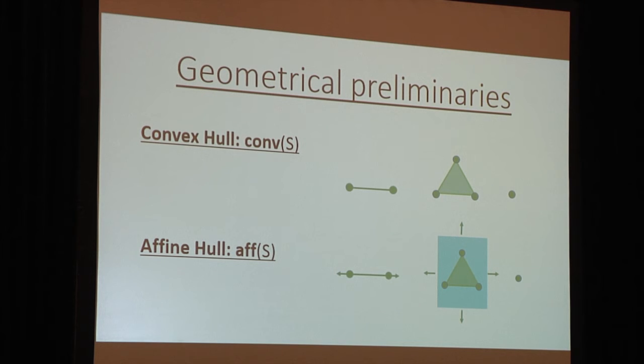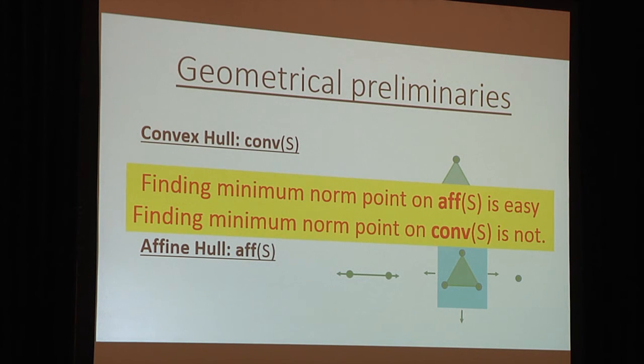So the crucial thing, which is the engine of Wolfe's algorithm, is this fact: although finding the minimum norm point in a convex hull is hard, finding the minimum norm point on an affine hull is easy. It can be done by matrix inversion. So this is, I think, the crux that runs Wolfe's algorithm.